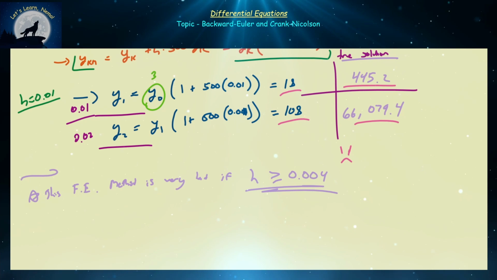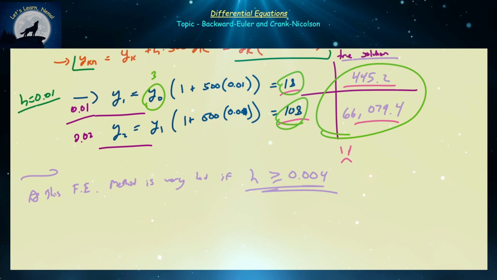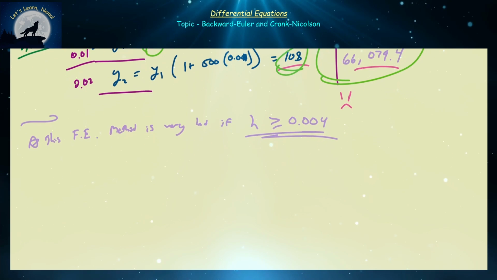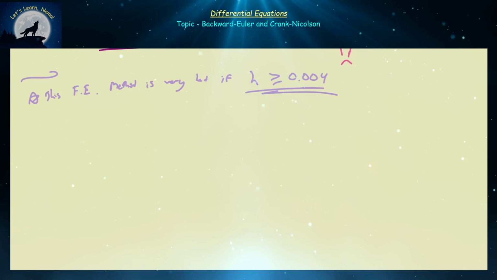So even if you didn't know the exact solution, 3 times e to the 500x, you should know that the solution should be growing a lot faster than 18 to 108 in a time step of 0.01, right? So you're like, okay, I might not know what this exact solution is, but I know my numerical method is not going to converge fairly quickly to it. So that's where you might be motivated to try other numerical methods. So let's see if our Backward Euler method gives us anything better.